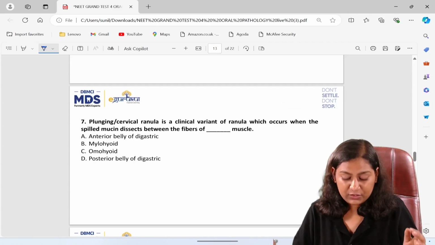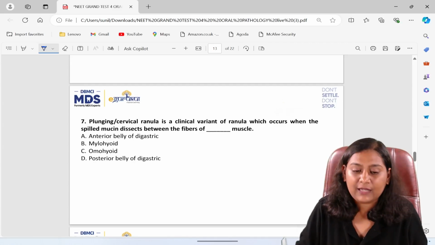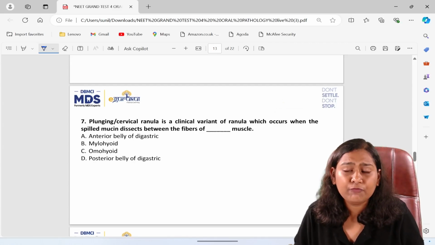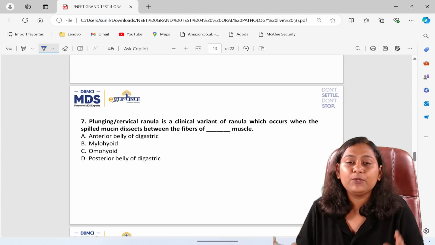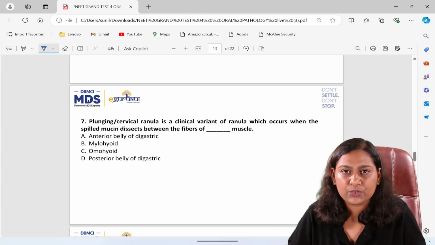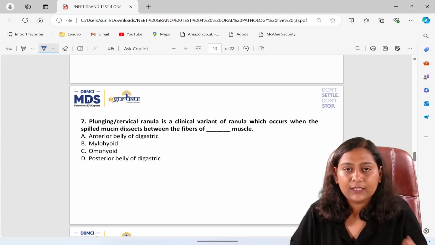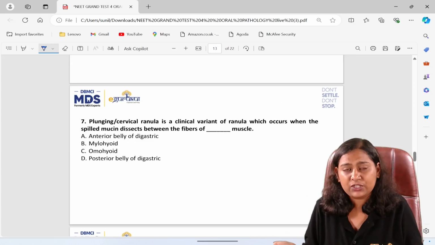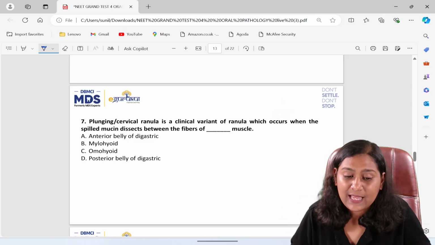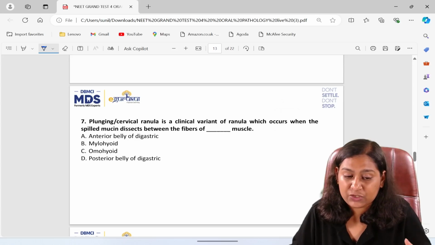What is ranula? First of all, rana means frog, and ranula means frog's belly. So this is a mucocele. It is a type of mucocele which is present in the floor of the mouth. Now it can be either extravasation or retention type, but if nothing is mentioned, then we always consider it as extravasation type. Now what is plunging ranula?